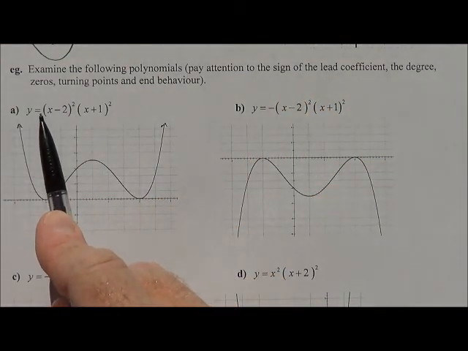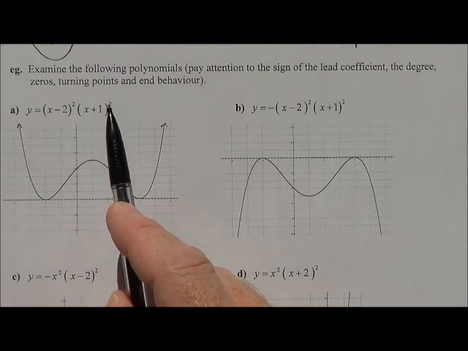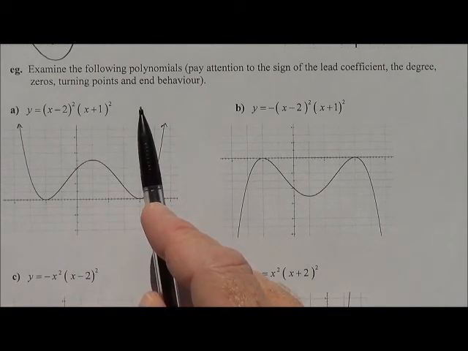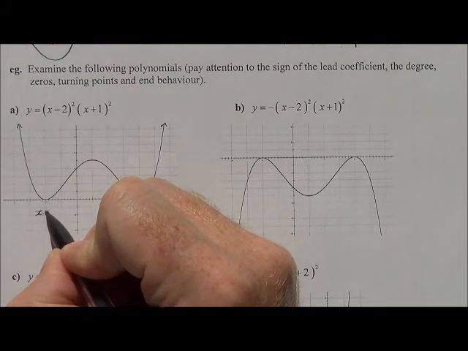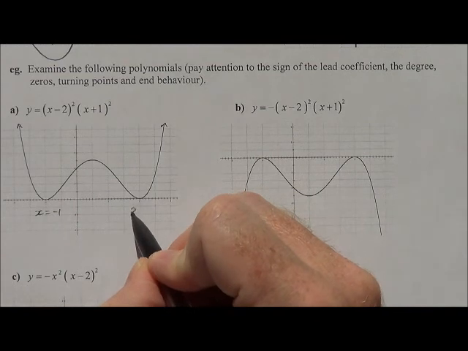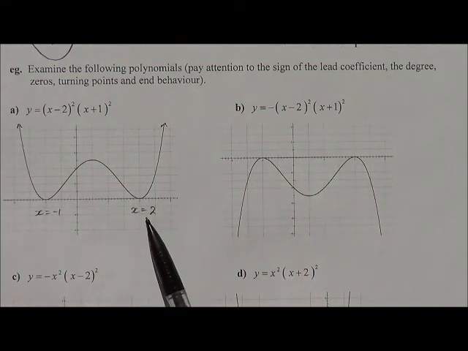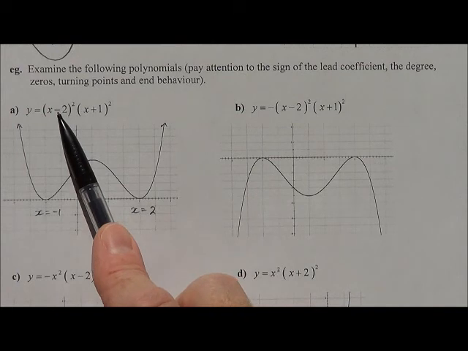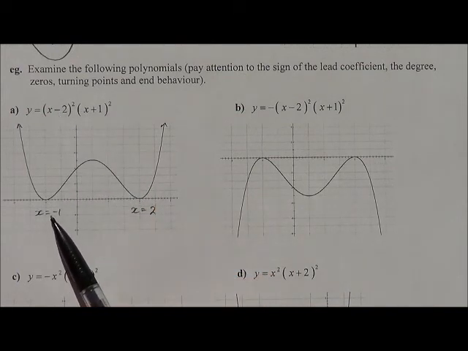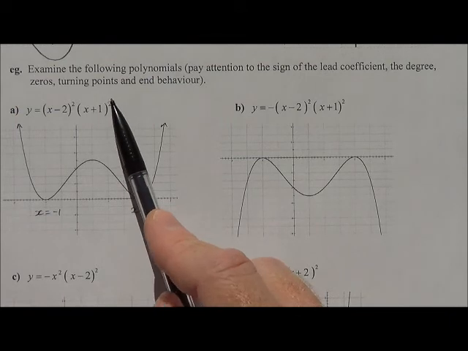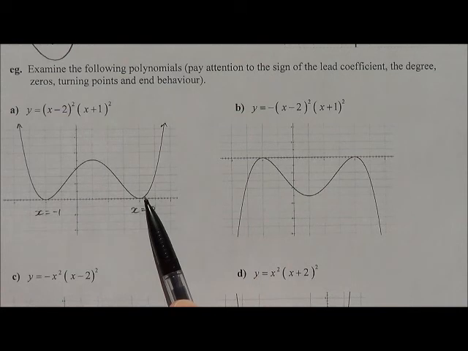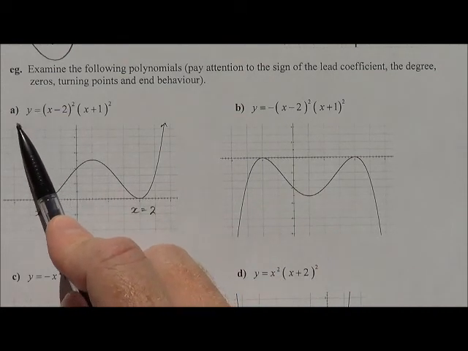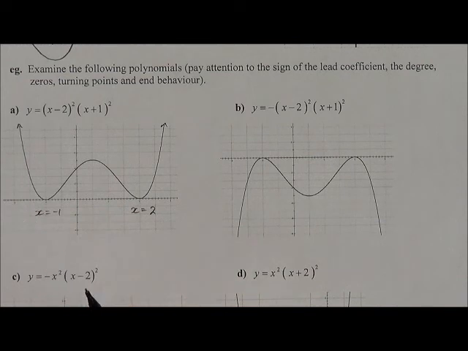Lead coefficient is positive. Here's degree 2, here's another degree 2, so that would be a degree 4 when you multiply them all out. And then we've got a quadratic root here at x equals negative 1, a quadratic root here at x equals 2, corresponding with the power of 2 here for the factor of x minus 2, and this quadratic root at x equals negative 1 corresponding to that power of 2 on that factor of x plus 1. 1, 2, 3 turning points, degree is 4, lead coefficient is positive, meaning that the graph is opening up, and both ends go in the same direction.